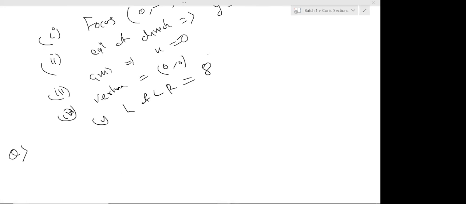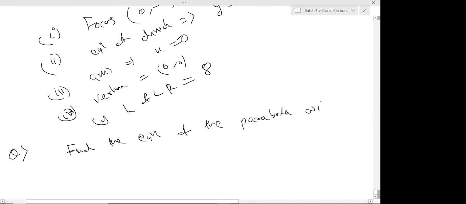Try to solve this question. This time we are solving the reverse question. They are asking to find the equation of the parabola with the focus 2, 0 and directrix x equals minus 2.